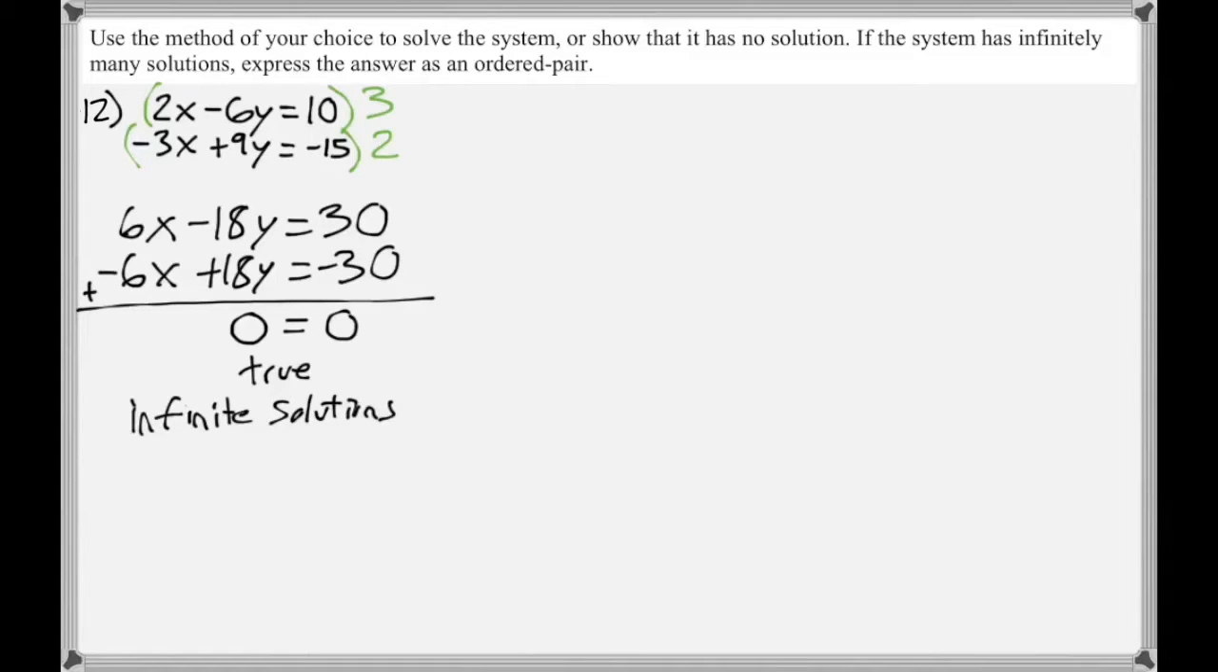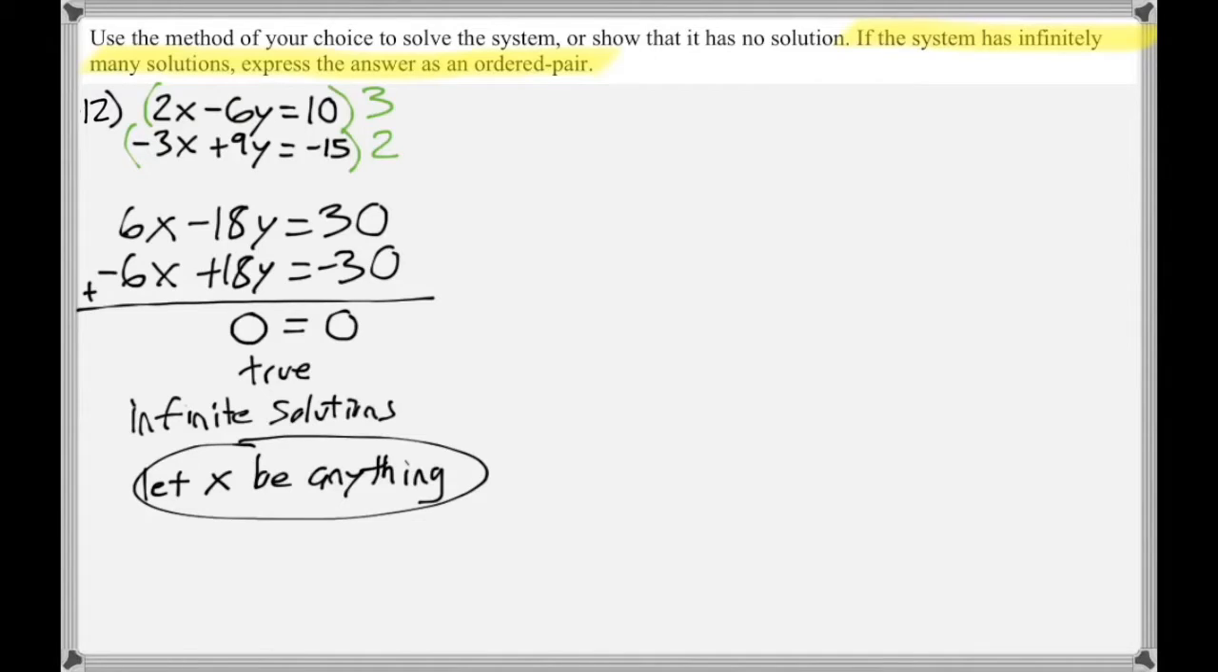Now, if it's infinite solutions, they want us to express it as an ordered pair. So what I'm going to do is I'm going to let x be anything. So x can be anything. Now I want to get y in terms of x.